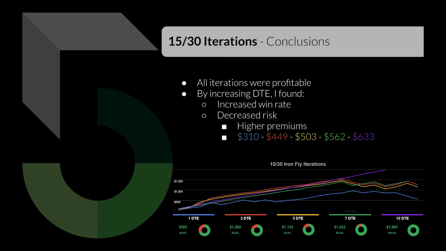That means the max risk for these trades on average for the 10 DTE was $367. So you can see the risk was definitely reduced as I increased the DTE. So with all of that data, and again, it's only for a month, I believe the 10 DTE is going to be the winner of this particular set of Ironfly iterations. So let's go over and take a look at the trades.